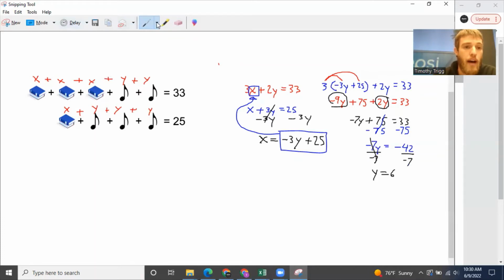Now that we know the value of y, we can substitute it back into one of the original equations to help us find x. You could use either equation, but I'm going to plug it right here. And the reason why is because it already has x by itself. That's going to make my life simpler. So this gives us that x equals, and I'm going to write -3y, but I'm going to substitute y with the value of y, in this case 6, plus 25.